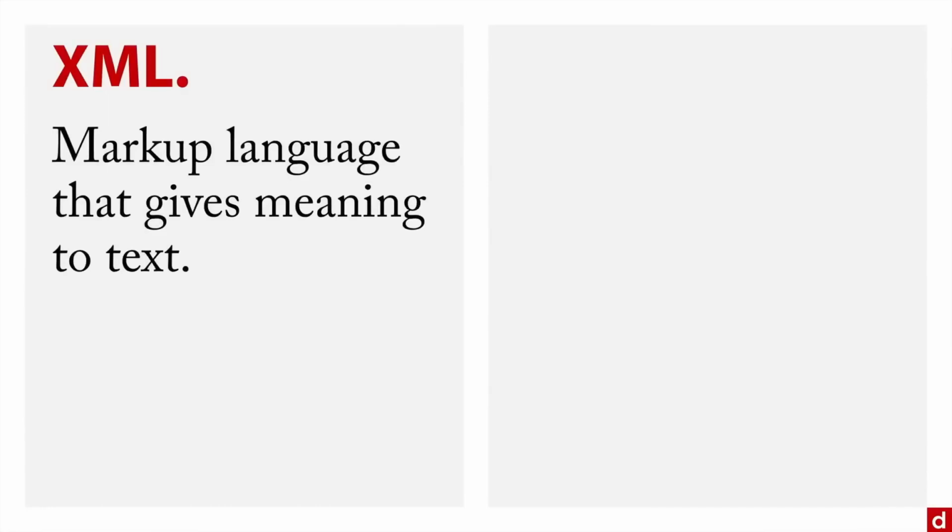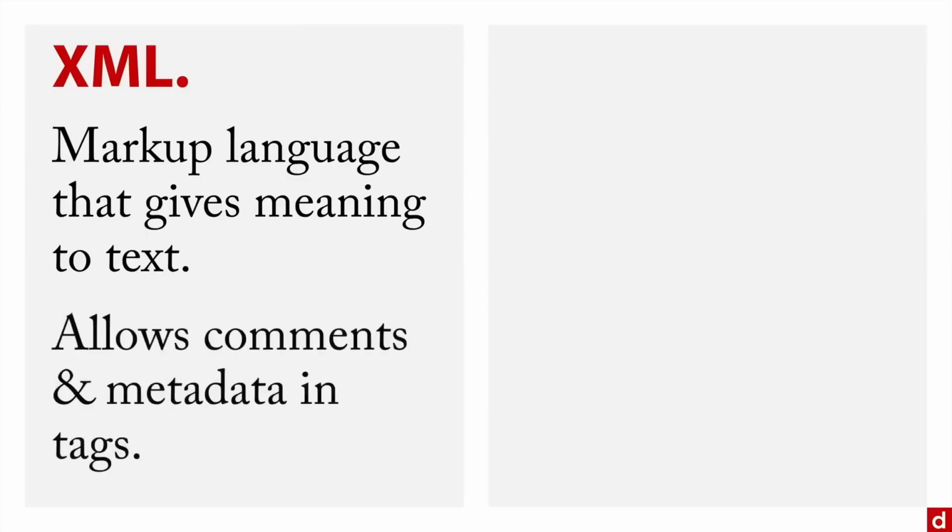So XML is a markup language. That's what the ML stands for. And that gives meaning to the text. It lets the computer know what each piece of information is. Also, XML allows you to make comments in the document, and it allows you to put metadata in the tags.